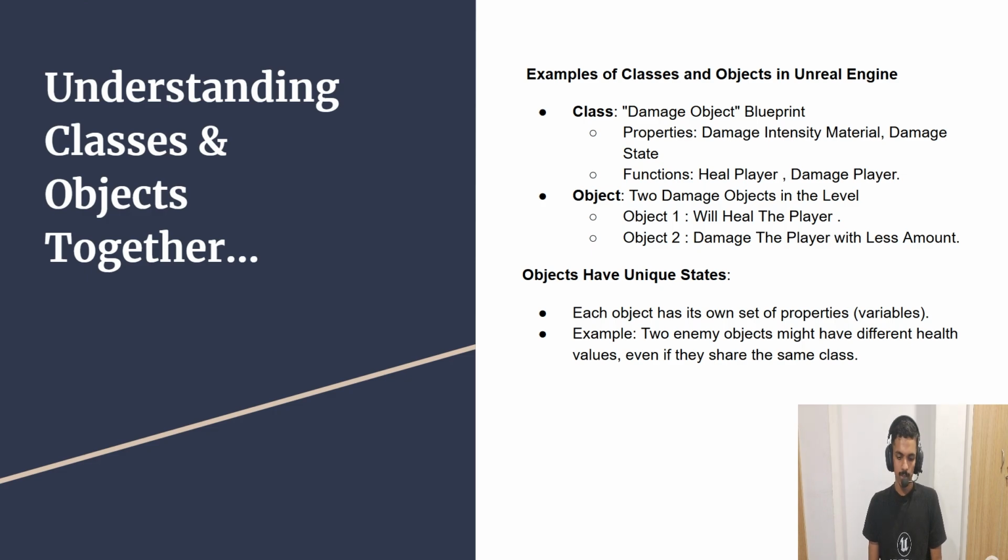Objects always have a unique set of properties. Imagine two enemies in the level: one will attack aggressively and another one will attack at a lower tier based on the intelligence level. There are a lot of different examples we can see for an object and a class. So instead of the theory part, now we will see them in a real-world scenario so that we can understand better.